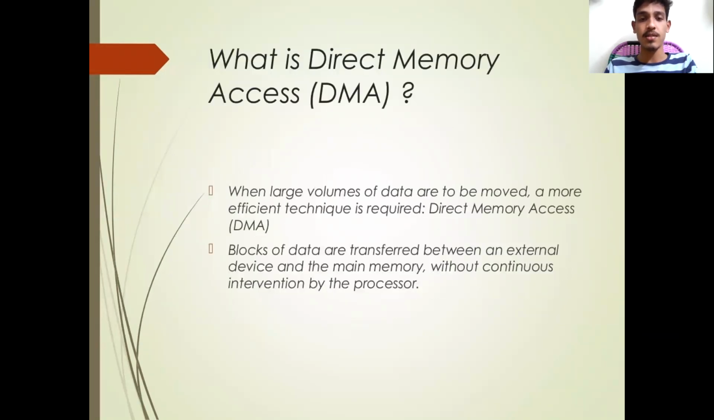What is direct memory access? When large volumes of data are to be moved, a more effective technique is required, which is direct memory access, DMA. Blocks of data are transferred between an external device and the main memory without continuous intervention by the processor. So DMA is a method which gets control over passing the data between memory and IO devices without the interference of the OS.